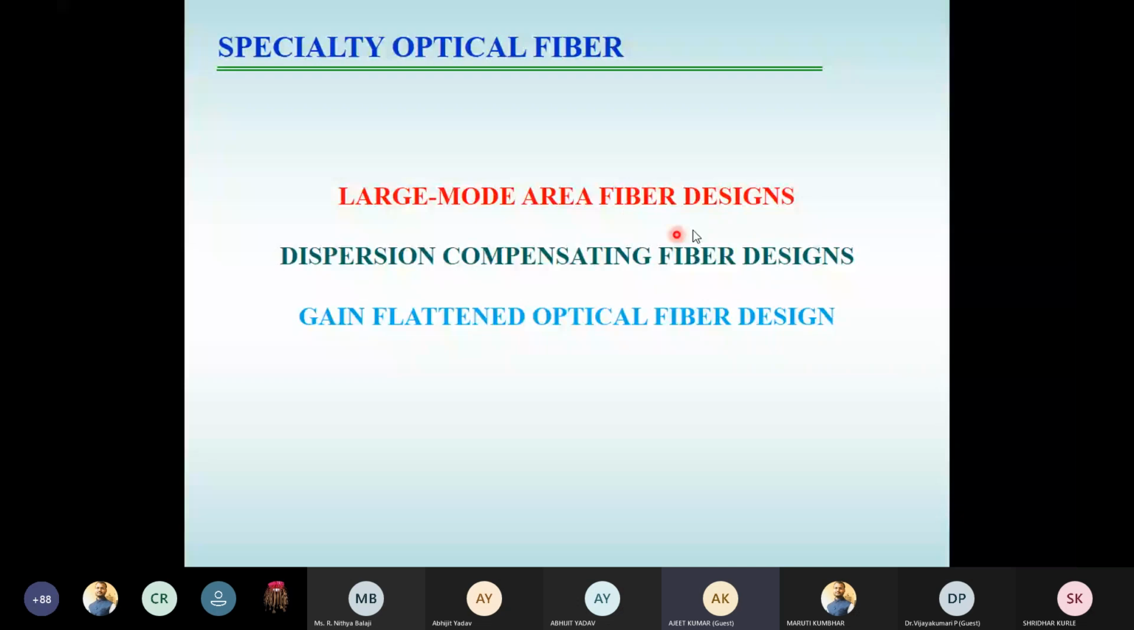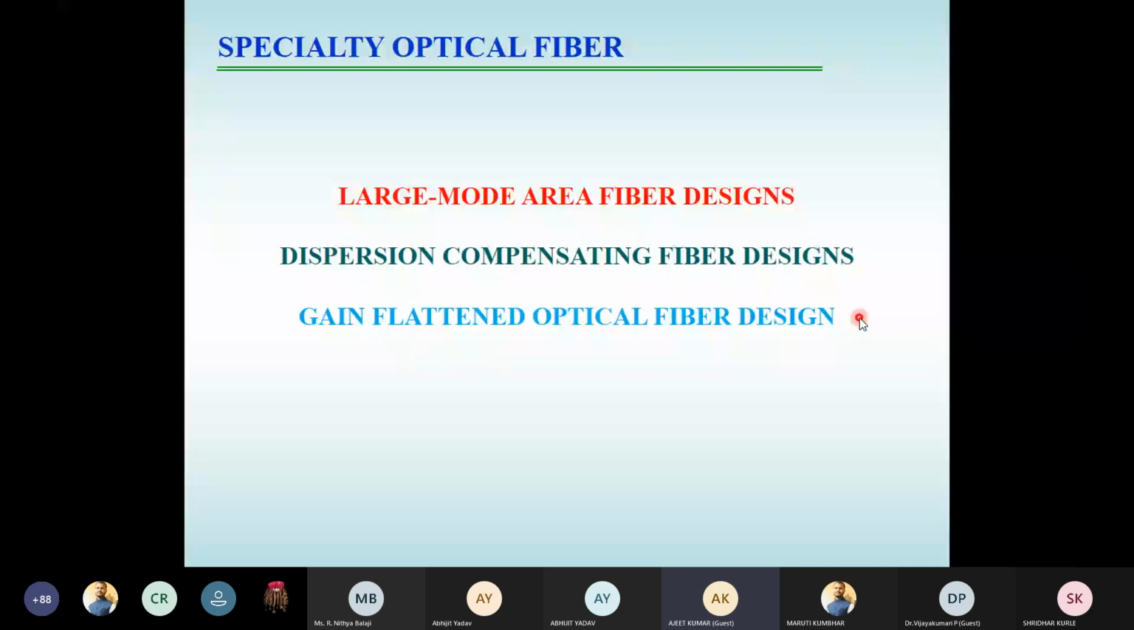And for the rest part of my discussion, briefly I will address these two designs. One is the dispersion compensation, and the second one is the gain flattening. These two are basically addressed if you want to have the better signal output at the output end. So I'll start my discussion with the designing of the large mode area fiber designs.